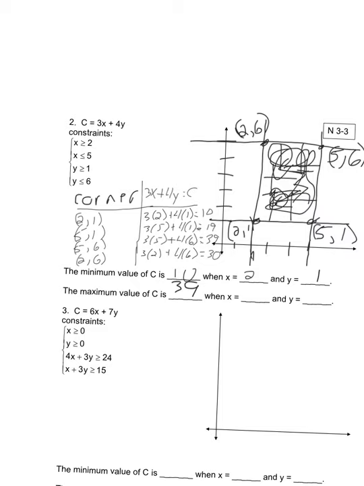The maximum value, which was 39, occurred when x was 5 and y is 6. Okay?